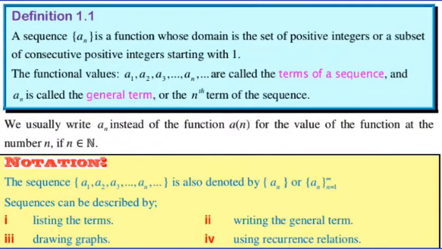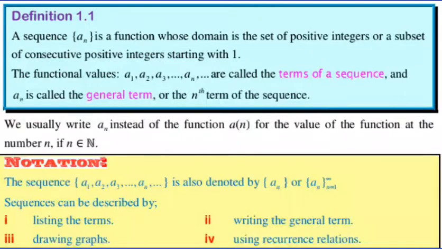Now we must know some terms. The sequence a1, a2, a3 up to an and up to infinity is also denoted by this one, and a sequence can be described by listing the terms in order. One, by listing the terms. A sequence can be described in 4 ways: listing the terms, drawing graphs, the third one is writing the general term, and the fourth one is using a recurrence relation.